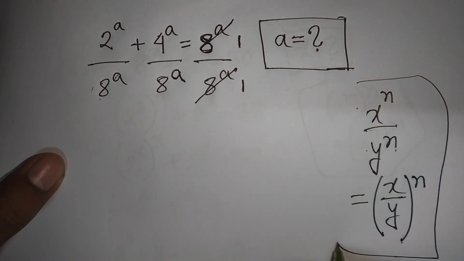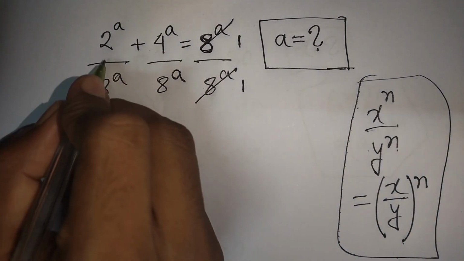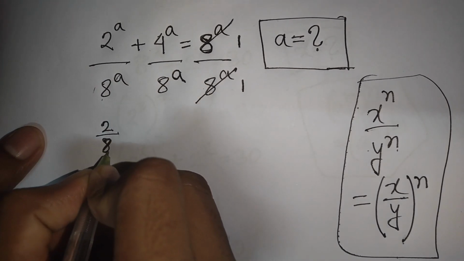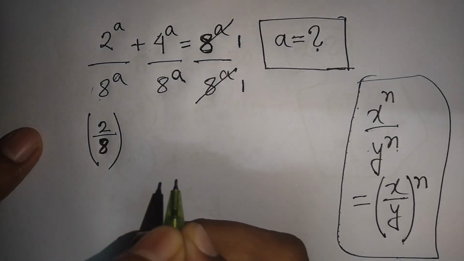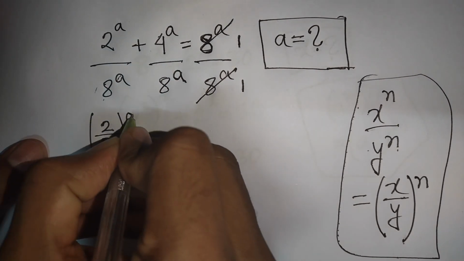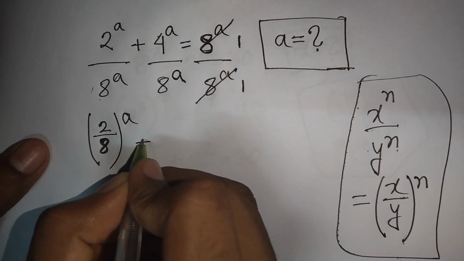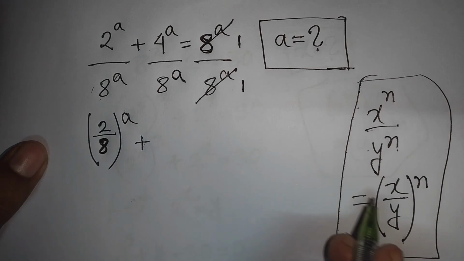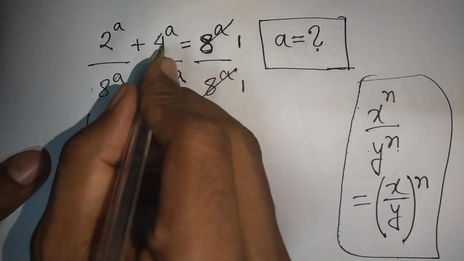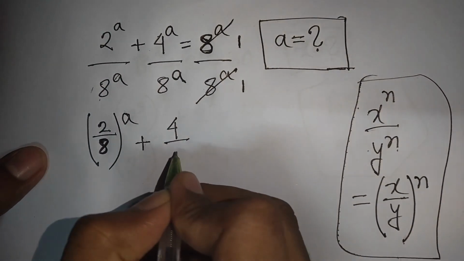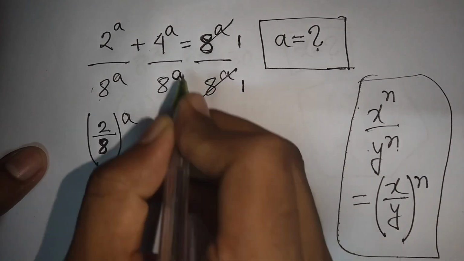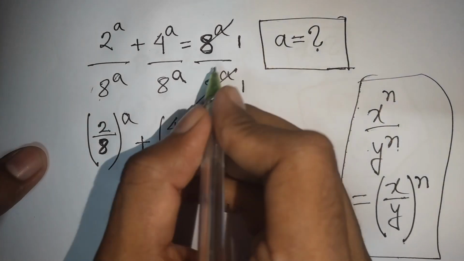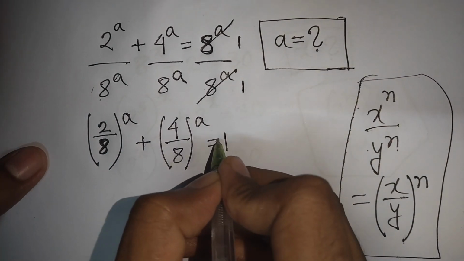So according to this rule, I can write here 2 over 8, then bracket common power a, plus, again a same power but different base. So according to this exponential rule, we can write here 4 over 8, then bracket common power a, is equal to 1 divided by 1, that means it will be 1.